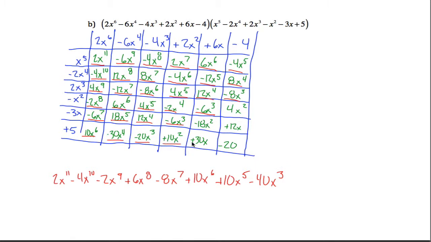And then 10 minus 18 is negative 8. Plus 4 is negative 4. 30 and 12 gives me 42. Minus 20. Now I hope those match up.